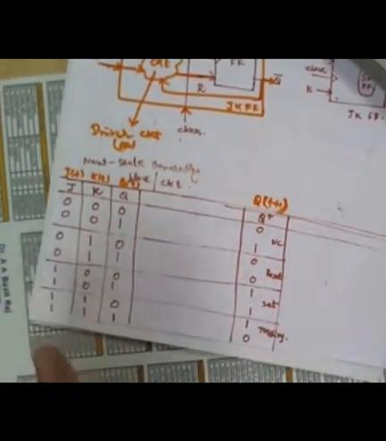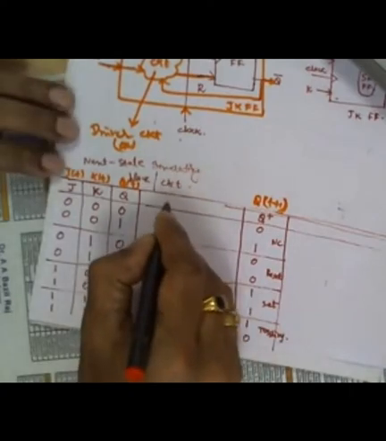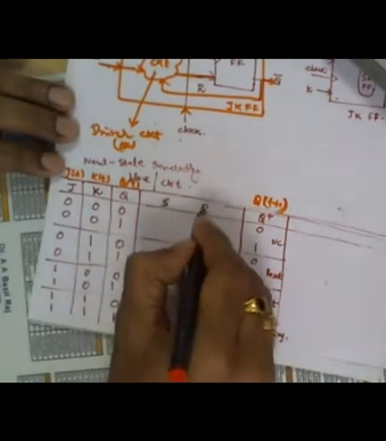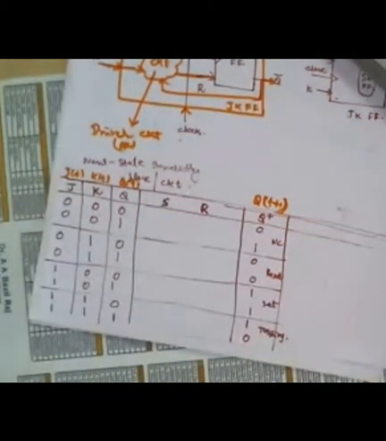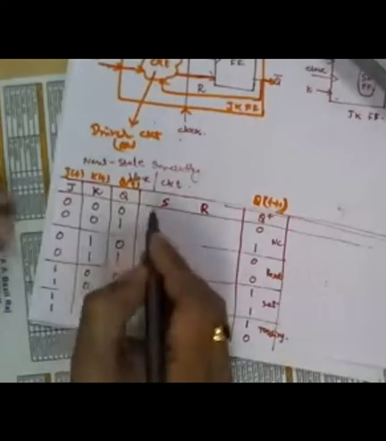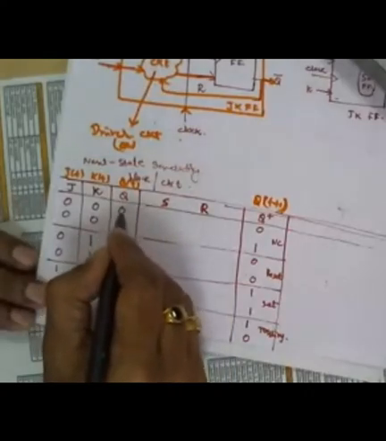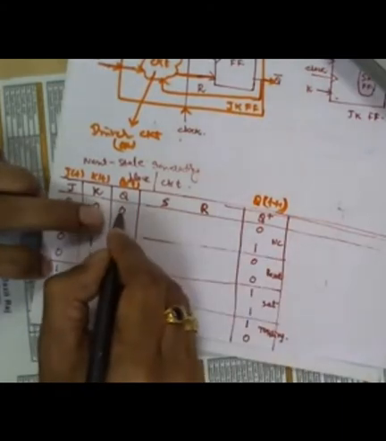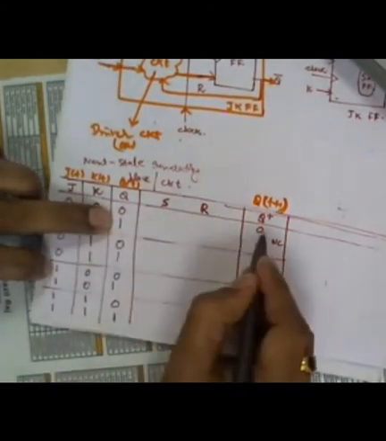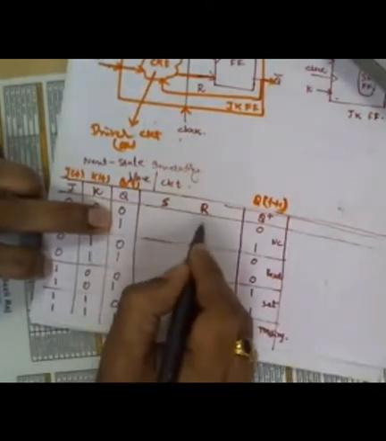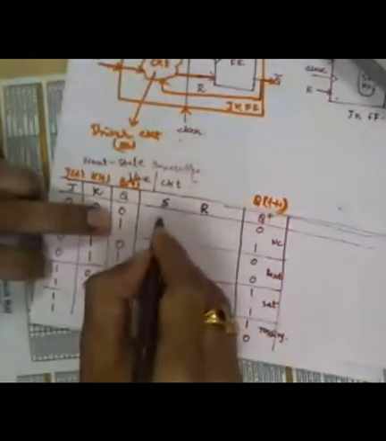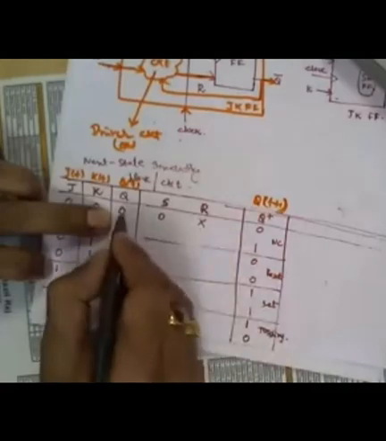The core is something else in the sense that the core flip-flop's inputs are S and R. S and R are the core inputs now. Now, to change this 0 to 0, listen, the present state is 0. To change this 0 to 0, what should be S and R? 0, don't care. 0x. 0 to 0, right?